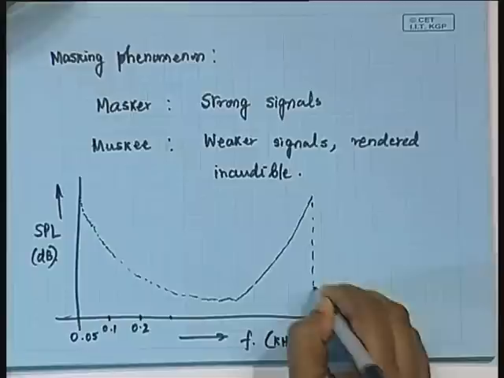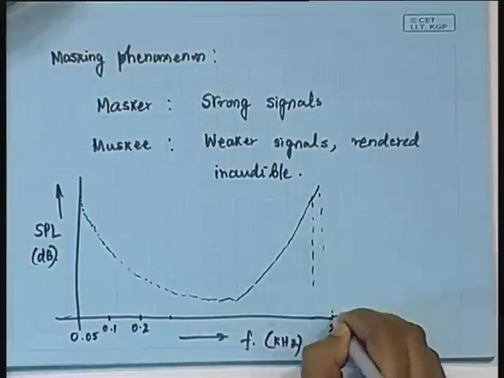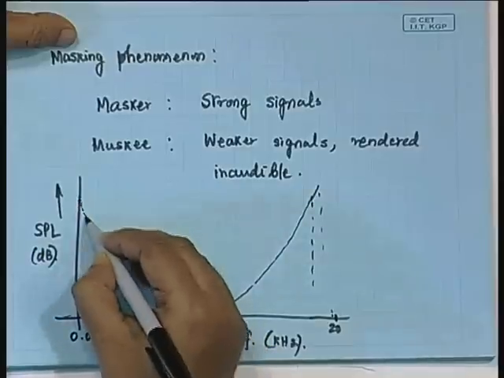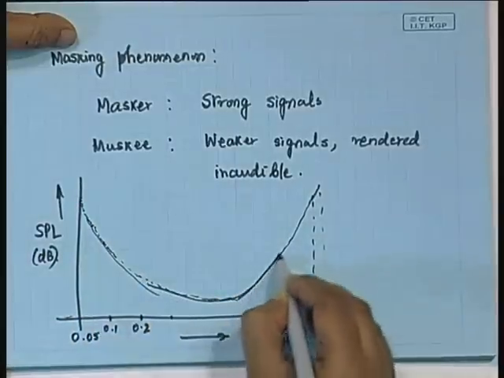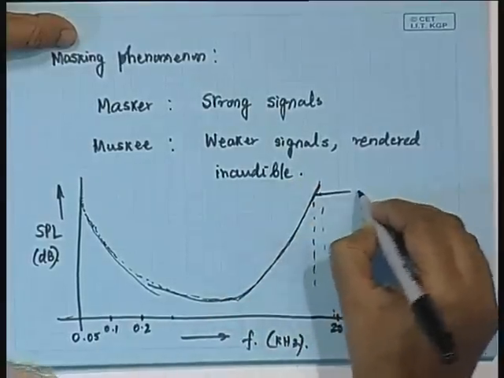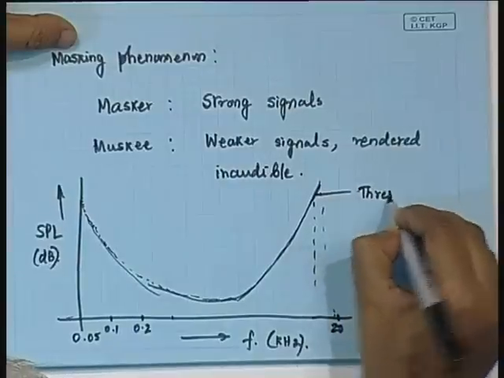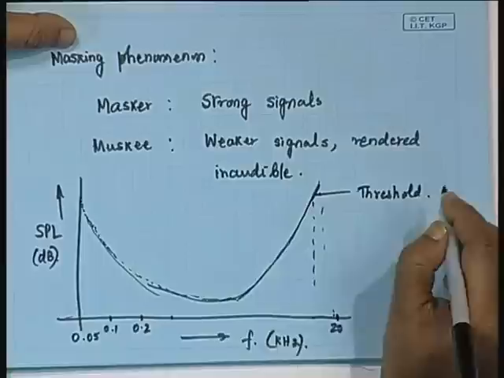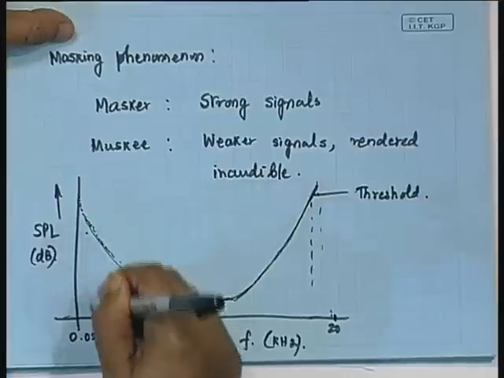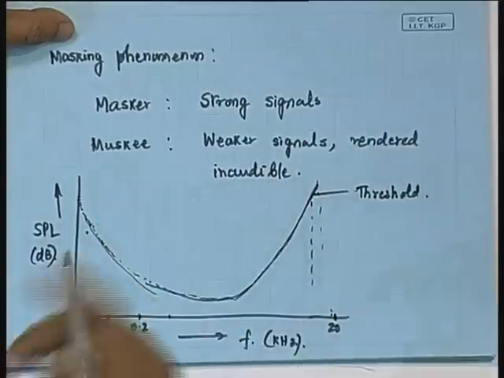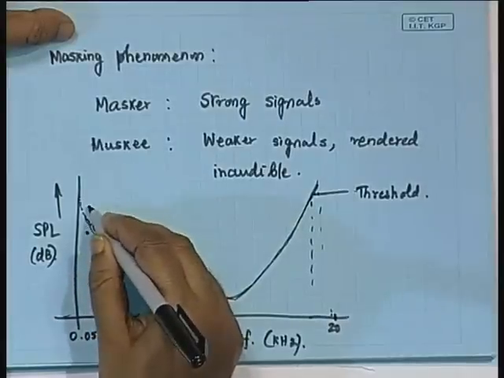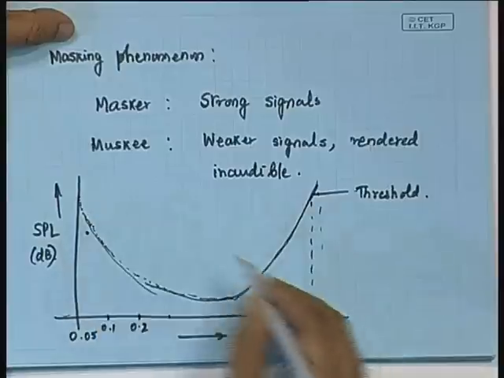So this is, say, 20 kilohertz of sound, and here it is 50 hertz. So you will see that this is a kind of threshold characteristic. What I mean to say is that if you have a sound source having this much sound pressure level at, let us say, 70 hertz or 80 hertz, it will be inaudible. It has to come above this curve.